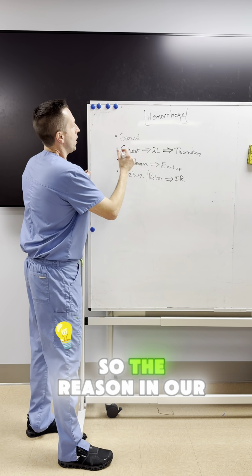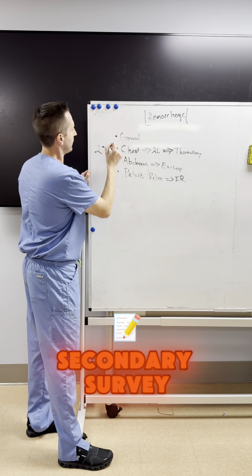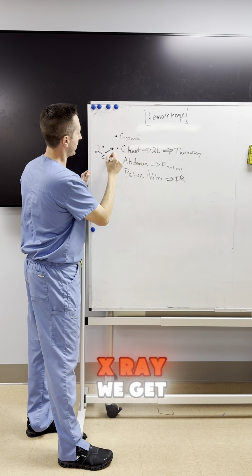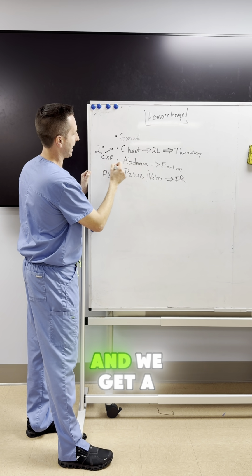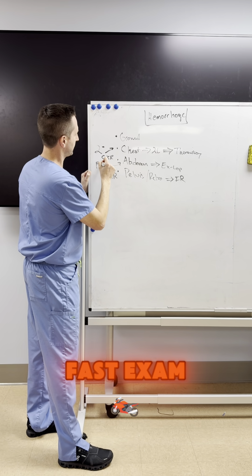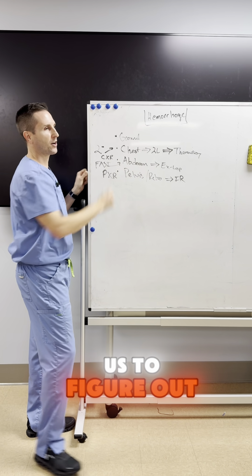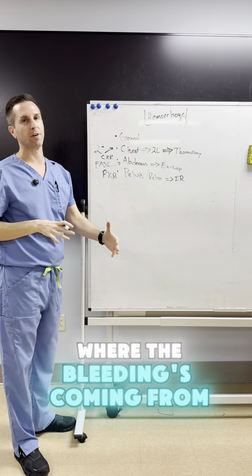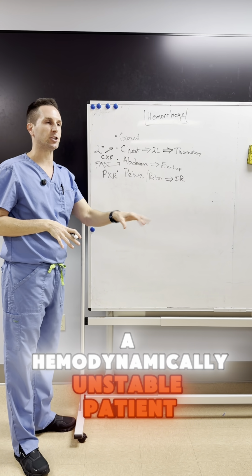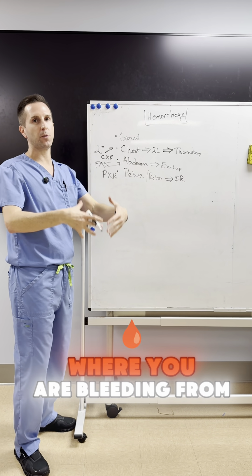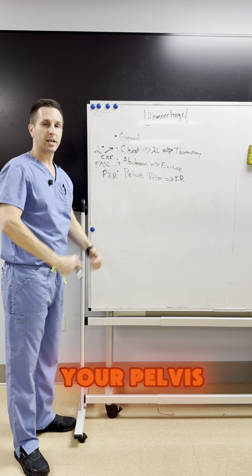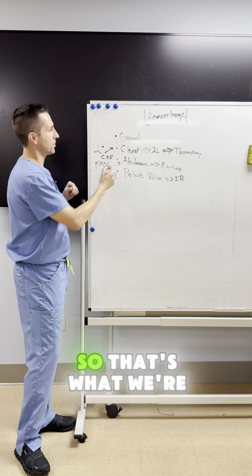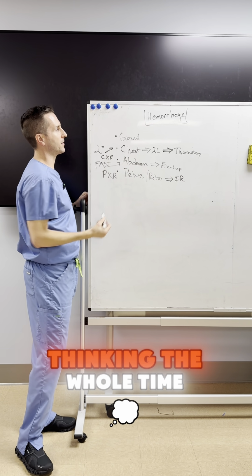So the reason in our secondary survey we get a chest x-ray, we get a pelvis x-ray, and we get a FAST exam, it's in order for us to figure out where the bleeding's coming from. So if you have a hemodynamically unstable patient, I need to determine where you are bleeding from. Are you bleeding into your abdomen? Are you bleeding into your pelvis? Or are you bleeding into your chest? So that's what we're thinking the whole time.